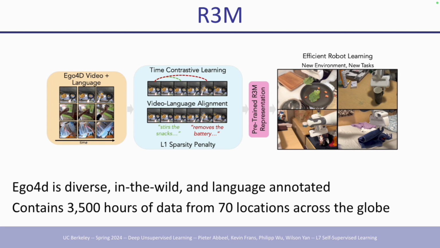So the data and the process that they use here is that they're going to use Ego4D as their pre-training data. An advantage of this is it has a lot of in-the-wild data that's egocentric viewed, and it has language annotations as well. It has lots of video data from very diverse locations.